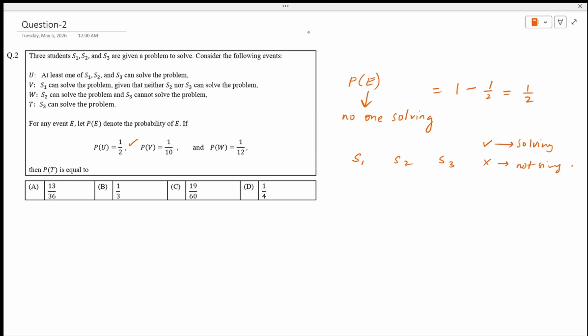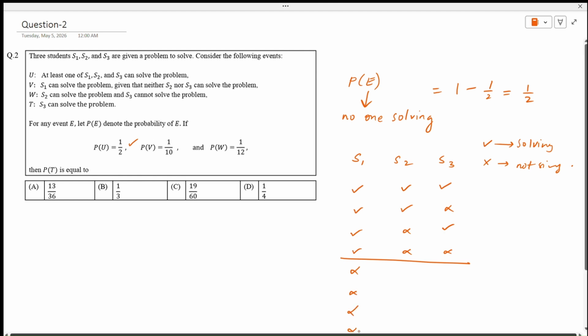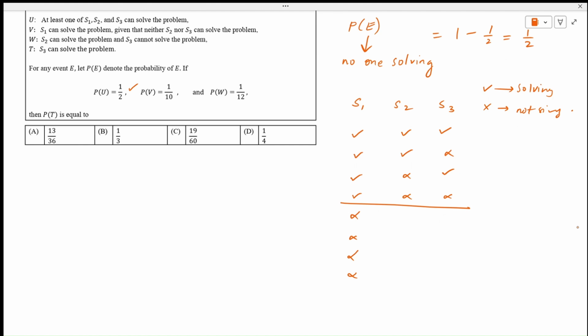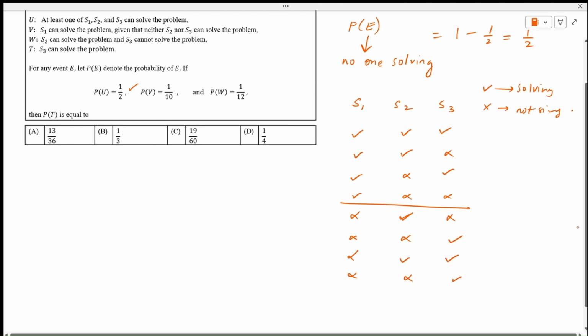So let us write all the possible cases. You will get all three ticks, then this and this, and where only S1 solves the problem. These are the first four cases where S1 solves the problem. Now let us take four more cases where S1 does not solve the problem. So you will get cross, tick, tick and so on.